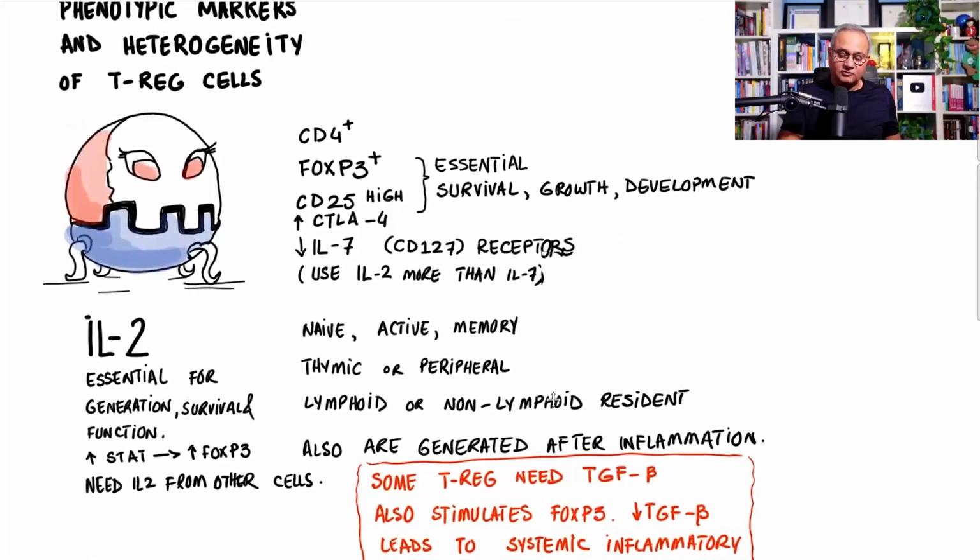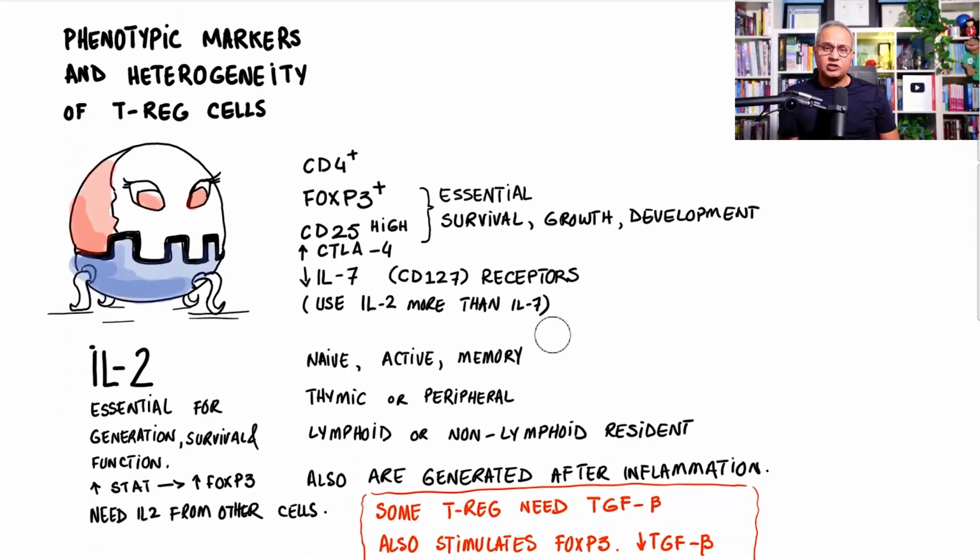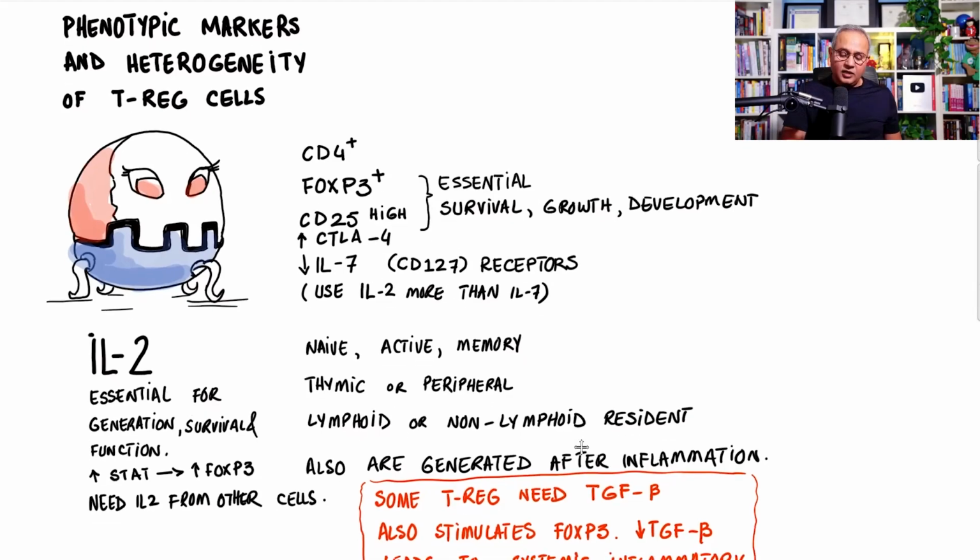And now the last part of the talk today, some phenotypical markers, we just talked about them. These cells are CD4 positive. These are FOXP3 positive. These are CD25 high. That means compared to other cells, the CD25, which is the IL-2 receptor, the density of that is high on these cells. They also have an increased number of CTLA4, as I discussed above. They use less interleukin 7, they use more interleukin 2 compared to other cells.